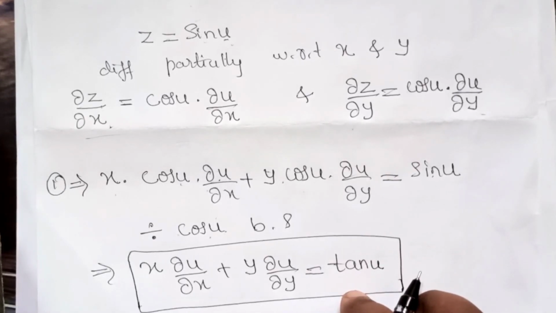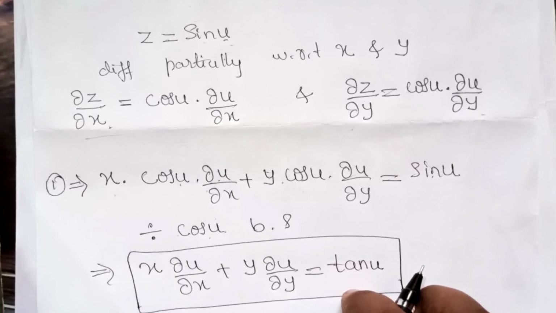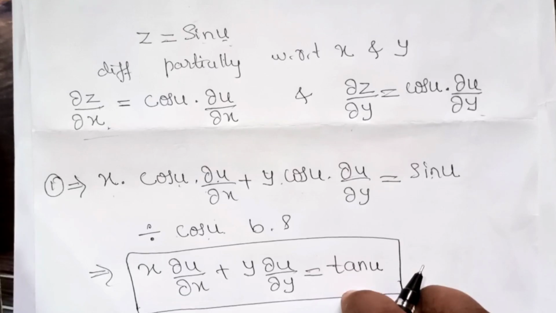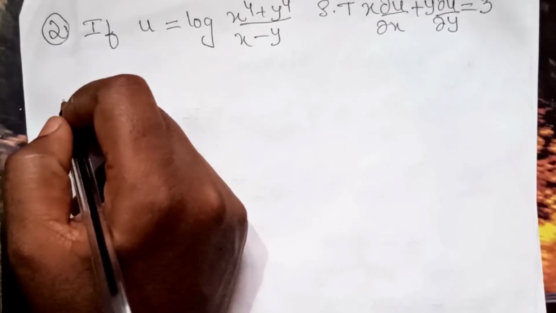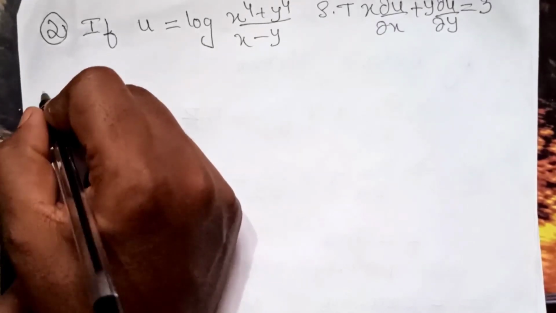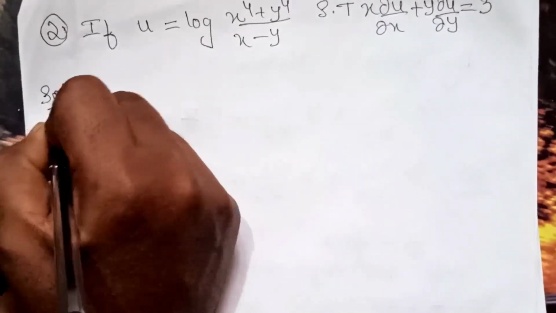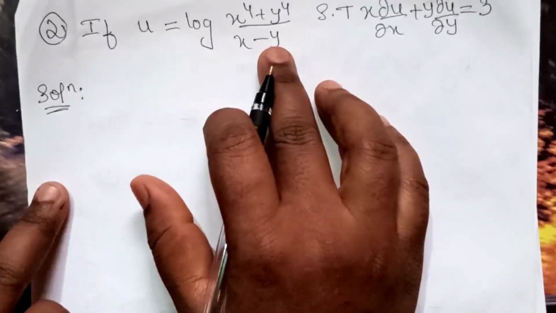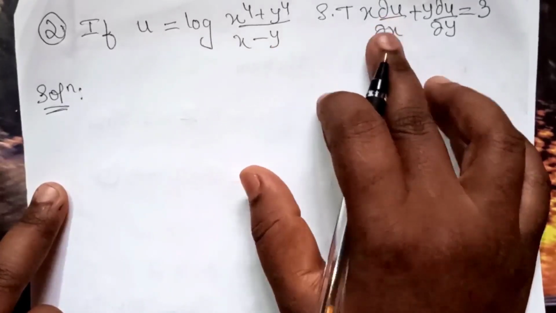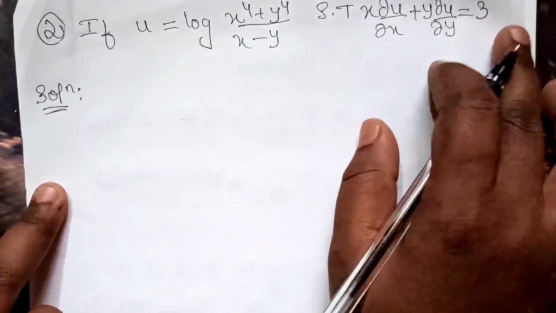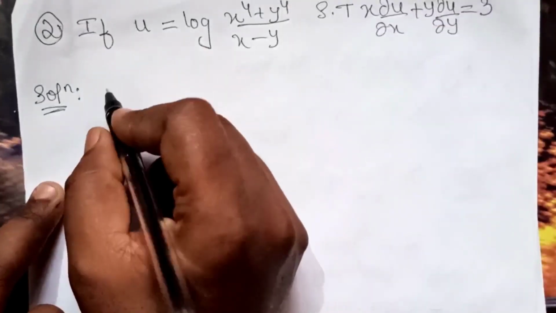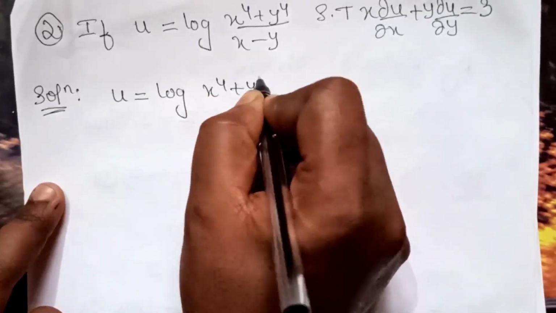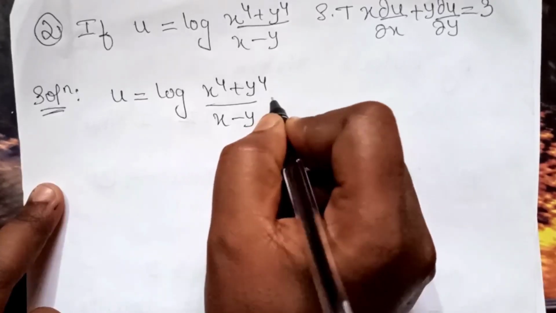So these problems are very simple. First we have to express the given function into homogeneous form, then we apply Euler's condition, then we get the solution. By using the same method we solve this second problem. Solution. Here, if u equals log of (x power 4 plus y power 4) divided by (x minus y), then we have to show that x ∂u/∂x plus y ∂u/∂y equals 3. So see here, the given function is u equals log of (x power 4 plus y power 4) divided by (x minus y).